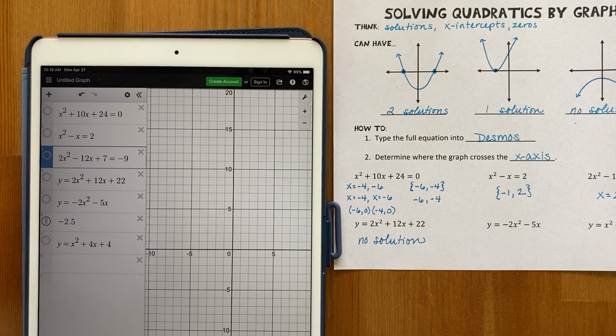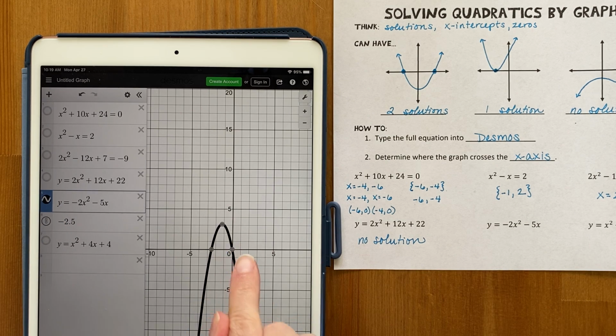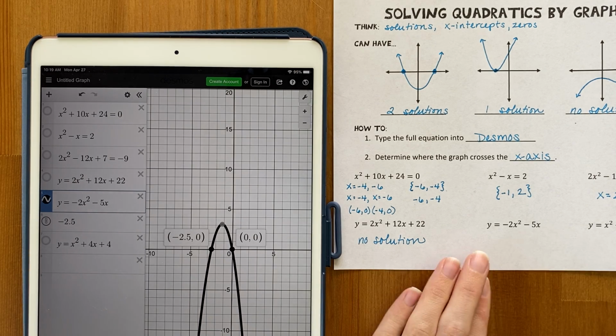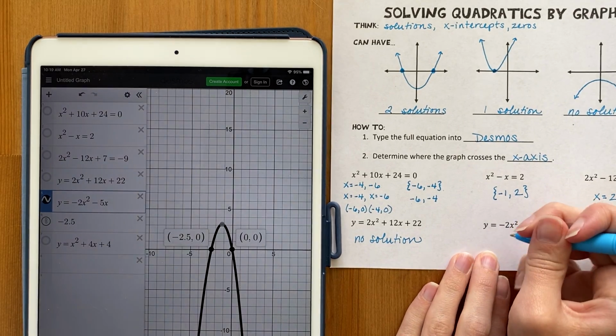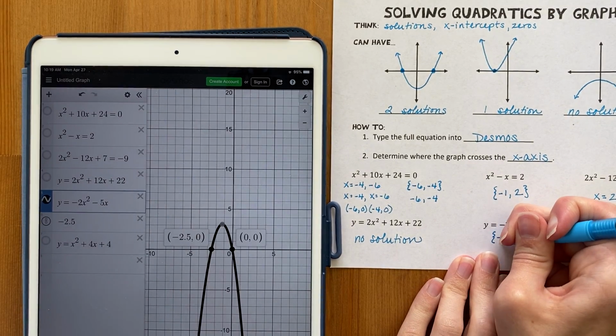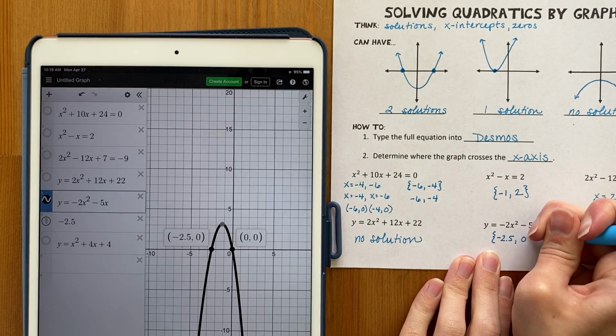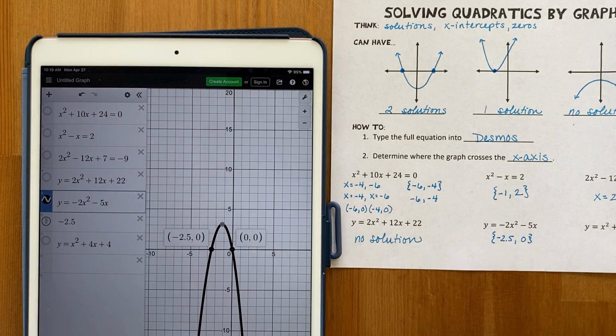All right, moving on to the next one. Now this one's a little bit different. It does have that negative going on there. I have a nice parabola. If you're not sure where it crosses, because it looks like this one's in the middle, we have (0, 0). So 0 is allowed to be an answer. That's okay. And then I have -2.5. So it is okay to have decimals and fractions as answers. I could say that this is -2.5, 0, as both x values.